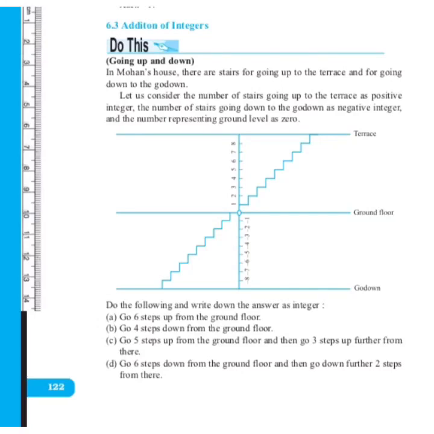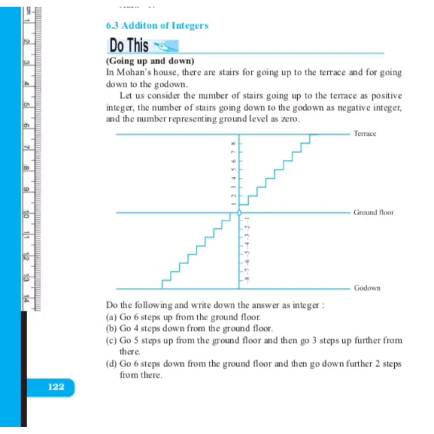Now next one is go 5 steps up from the ground floor and then go 3 steps further from there. Okay, children, here what we will do, from the ground floor we will move 5 steps above. Okay, it is plus 5 and then from there only, from 5 steps only, we will go 3 steps more above, that is further. So it will be again plus 3. So plus 5 plus 3 is plus 8. That means from ground floor we have moved 8 steps. Okay, so the answer will be plus 8.